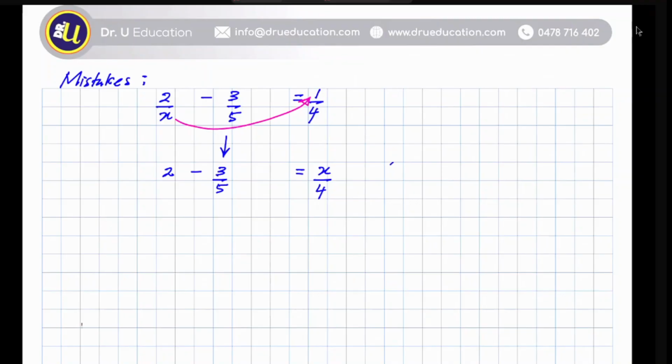Wrong. We understood why we can't do this, because we don't have the matching terms, right? On the left hand side you have to have a fraction and one single term as a fraction. The right hand side is the same. So we have to strictly follow the format.